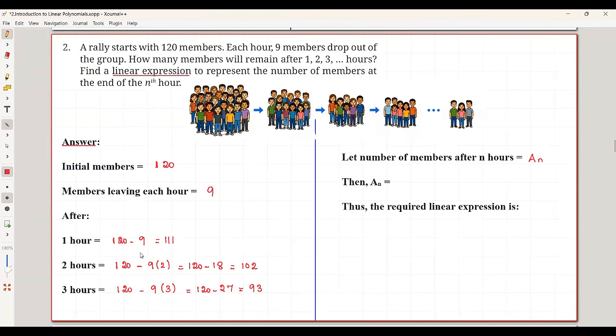a_n is equal to, how can we form the formula? 120 members in the beginning, minus 9 members leaving from the group, into n. If it's 1 hour, we get 120 minus 9. If it's 2 hours, 120 minus 9 twos, which is 18. 3 hours, 120 minus 27. So the n value keeps on changing. Therefore the required linear expression is 120 minus 9n.